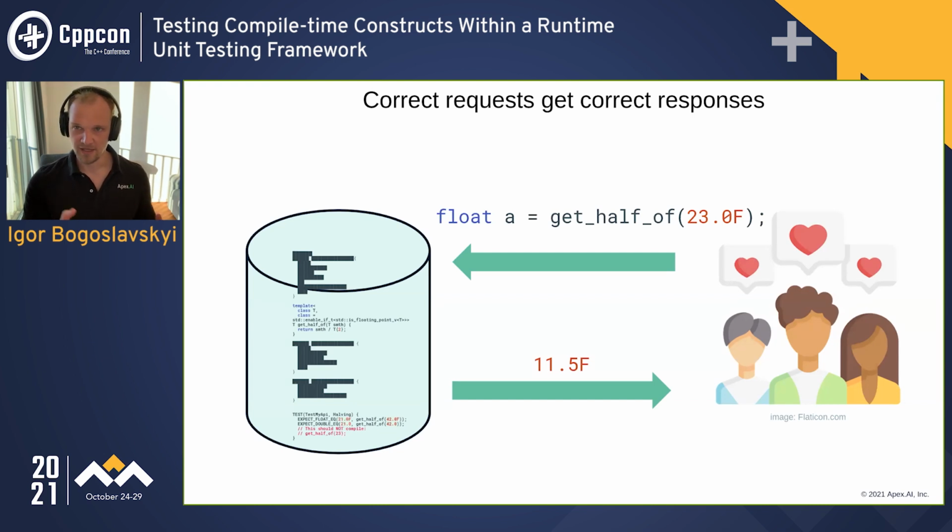So they ask, hey, give me a half of 23 float, and they get an answer, 11.5, which is, to the degree of my knowledge, a correct one. So everybody's happy and everything works as expected.